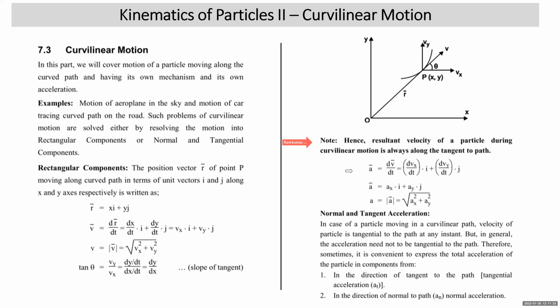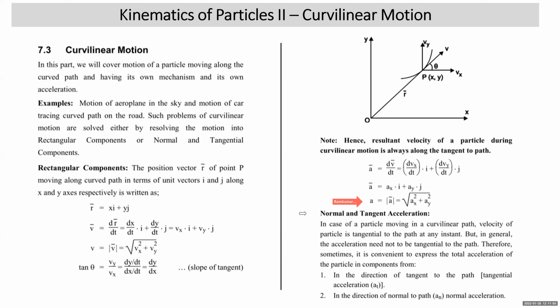Now further, as the velocity vector was given to you, we differentiate it one more time with respect to t. You get the acceleration vector dv bar upon dt, that is dvx upon dt i plus dvy upon dt j. So dvx upon dt is ax, dvy upon dt is ay. So the acceleration vector is ax i plus ay j. So resultant acceleration is the mod of the acceleration vector, that is square root of ax square plus ay square.